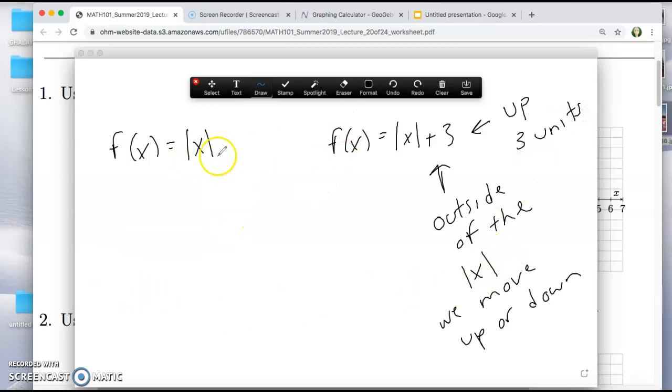You're going to take every point on the absolute value of x graph and move it up 3 units. Since the plus 3 is on the outside, let's look at a few examples. If we have x plus 3 on the inside, here we would move left 3 units. Sorry.